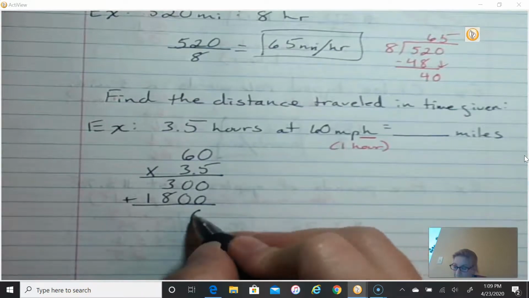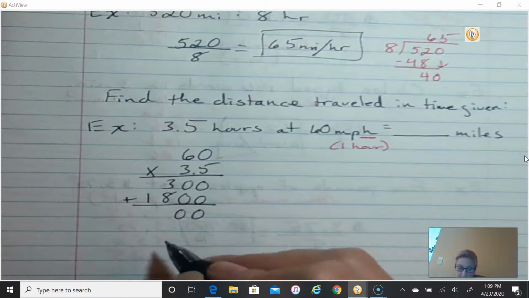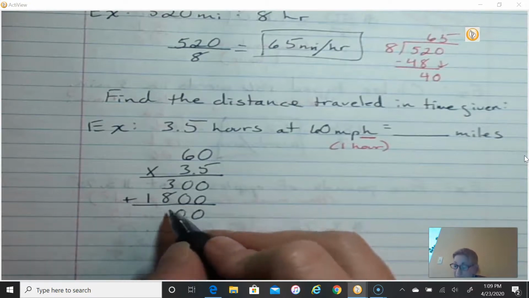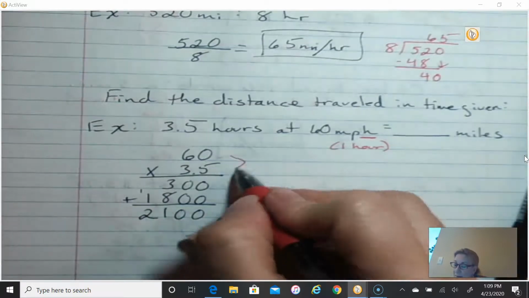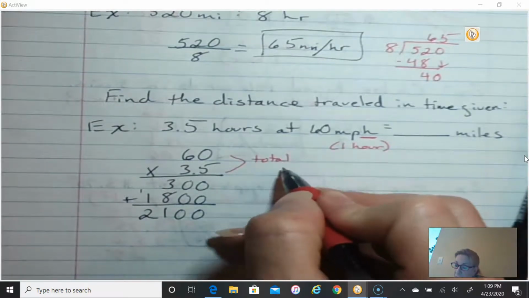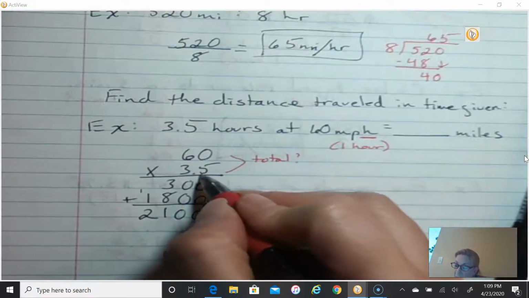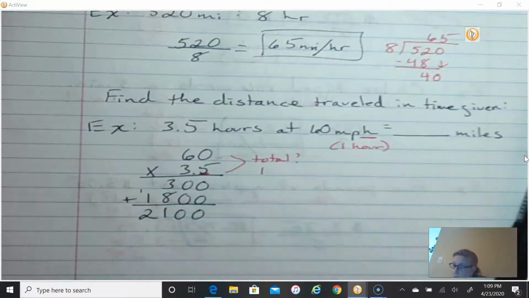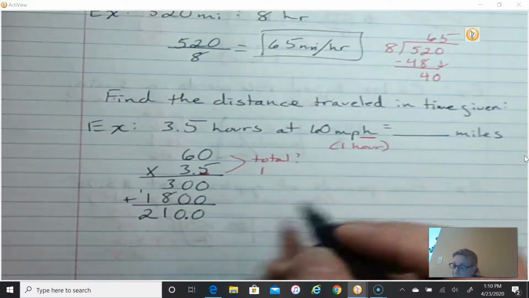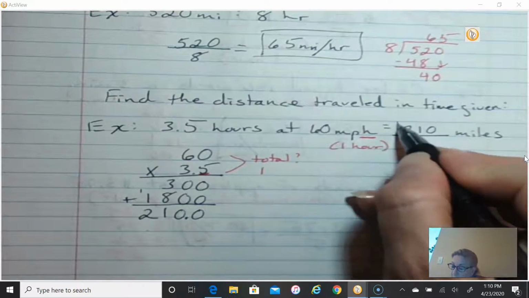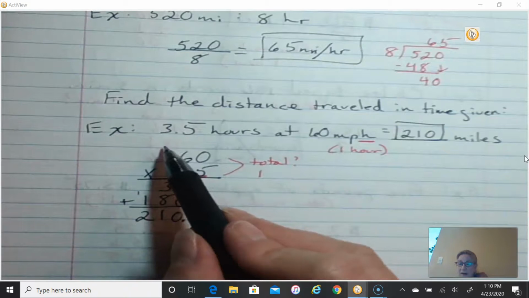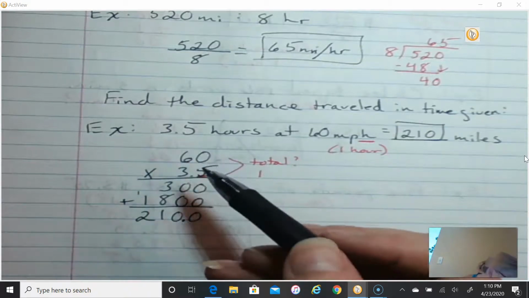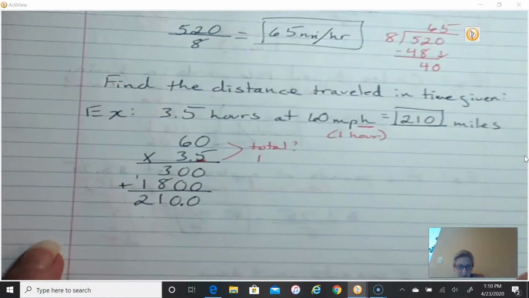Add, I have 0, 0, 8, and 3 is what? 11, that's 2. How many total places behind the decimal? There's 1. So then my decimal is going to go right here. So basically what that is there's 210 miles. You will go 210 miles in 3.5 hours. Okay? Let's do another one.